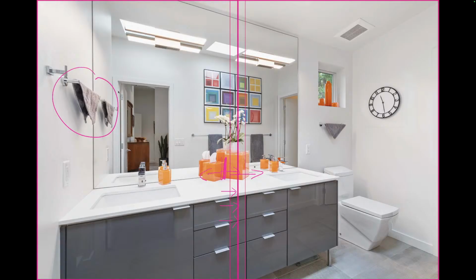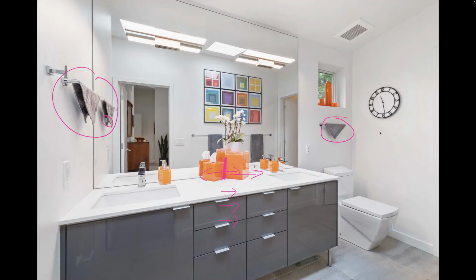The towel is okay, but I feel like this towel could have been styled a little bit better. We're seeing the tags and all of that stuff on that side. I mean, again, I don't mind how the towels are styled. I don't mind how it looks on that side.